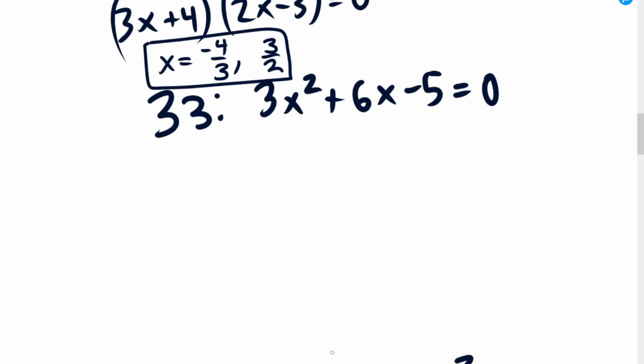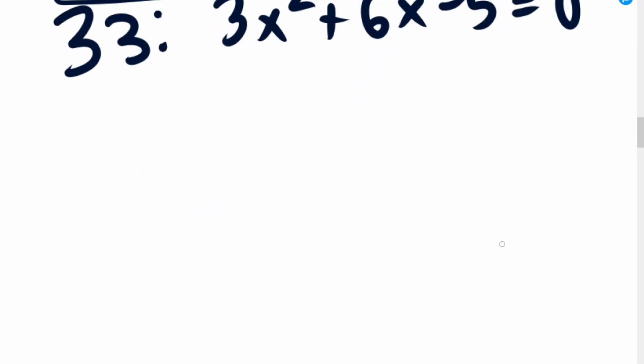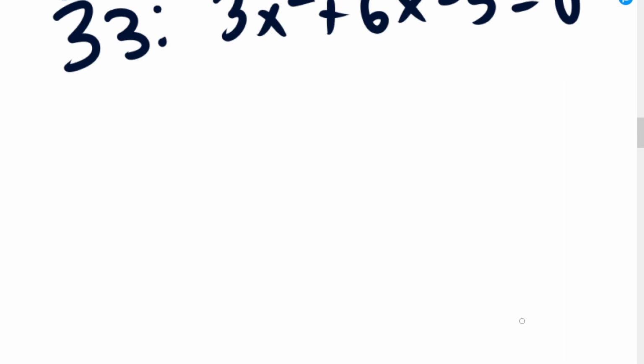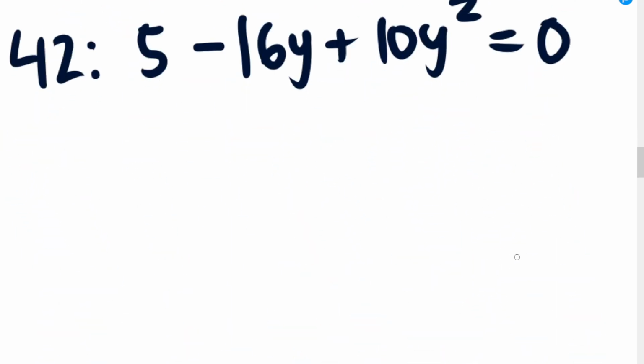Next, we have 3x squared plus 6x minus 5 equals 0. This one is also an AC method one. I think we'll skip it since we've done a lot of those. You basically factor and set equal to 0.